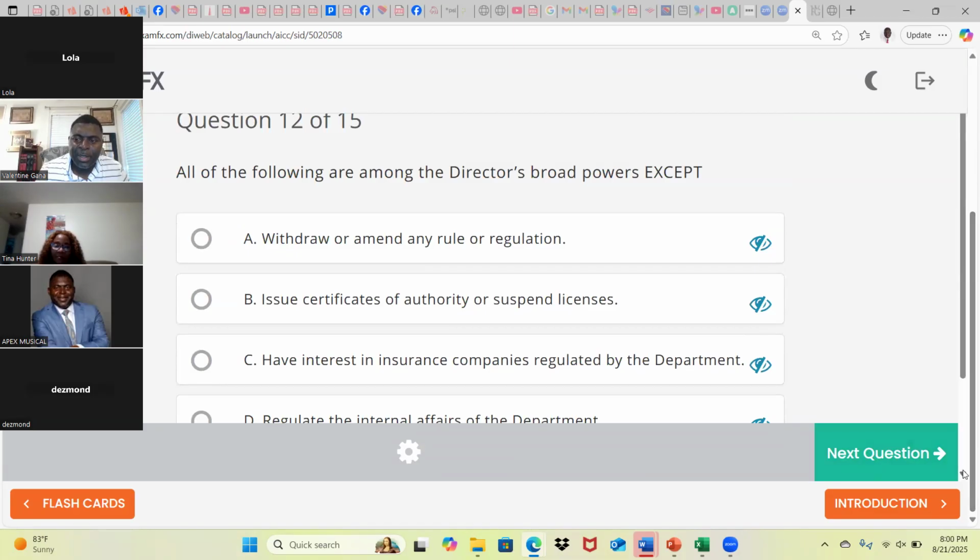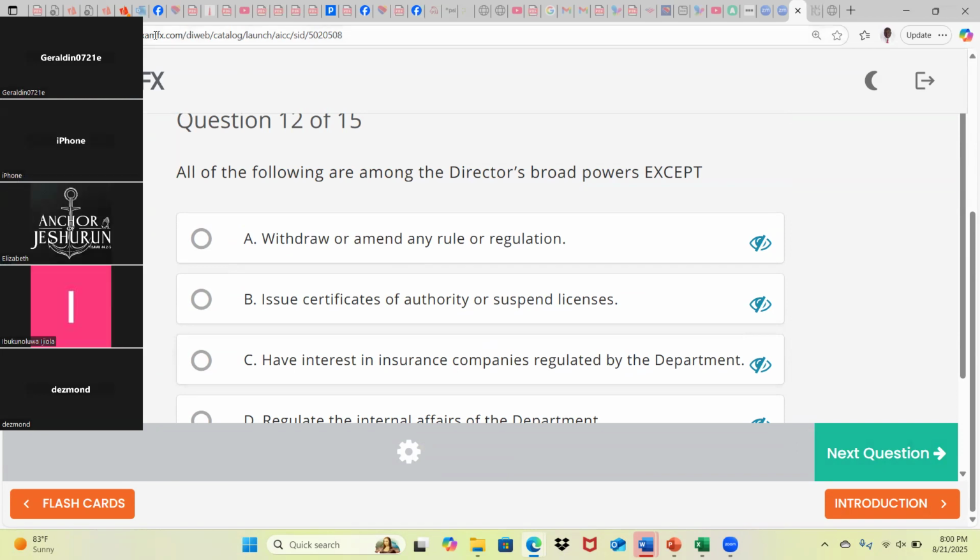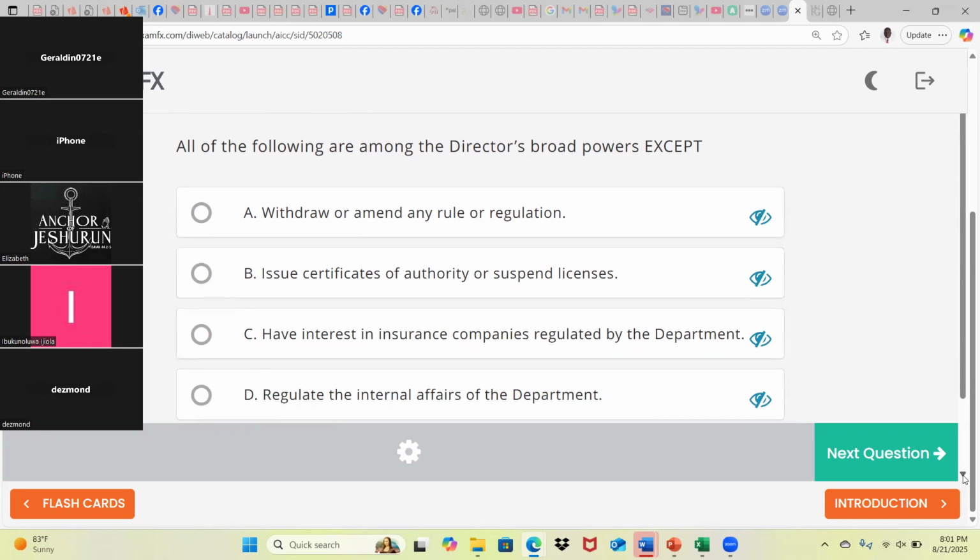12 of 15. Our lady from Atlanta, Georgia, can you read this one? All of the following are among the director's broad powers, except A, withdraw or amend any rule or regulation. B, issue certificates of authority or suspend licenses. C, have interest in insurance companies regulated by the department. And D, regulate the internal affairs of the department.